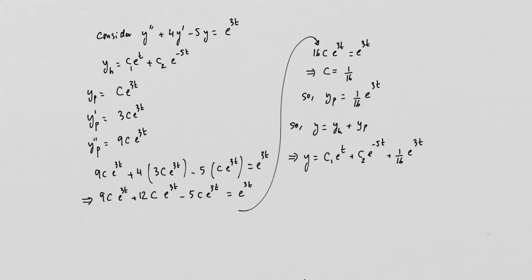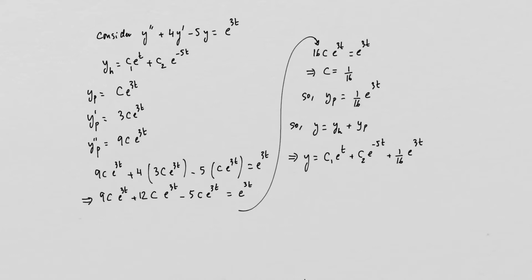Same process, we differentiate twice and we plug that in here, and e to the 3t cancels. You get 16c equals 1, so c is 1/16. So my particular solution is 1/16 e to the 3t. Feel free to plug it in here, and I can guarantee you're going to get e to the 3t. So therefore, my solution is the homogeneous piece plus the particular piece. Here is the homogeneous piece, and here is the particular piece, and you're done.